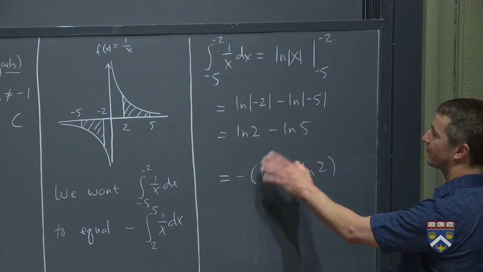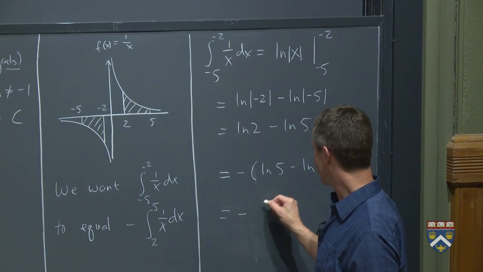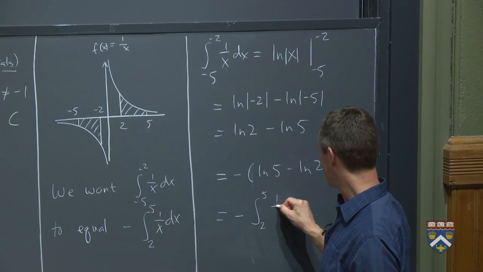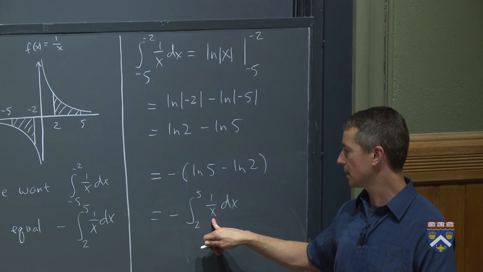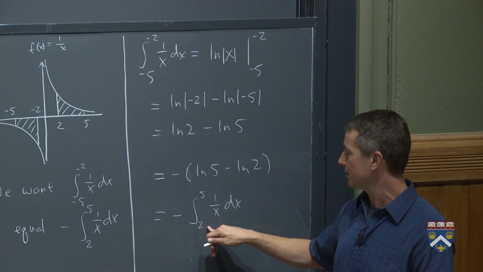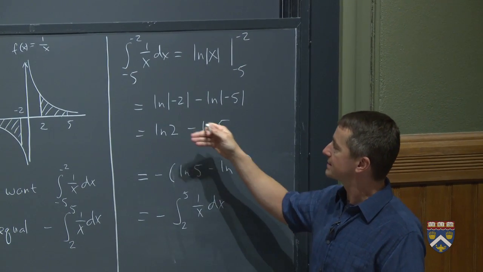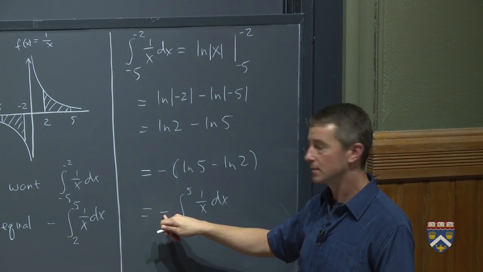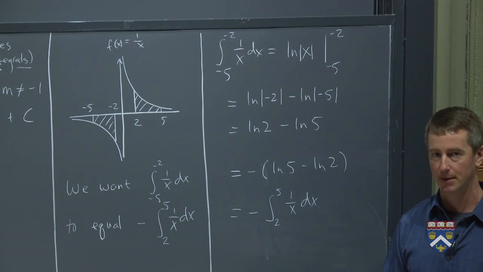Right? If I just factor out a -1 from this, I get this. And this is what I would get if I did the integral from 2 to 5 of 1 over x dx. Because if I integrate 1 over x over a positive interval, I don't have to put any absolute values in. The integral of 1 over x is ln of x. I plug in the 5 and the 2 and subtract. So what we've shown is that the integral from minus 5 to minus 2 is the negative of the integral from 2 to 5, which from our picture is what we want to make happen.